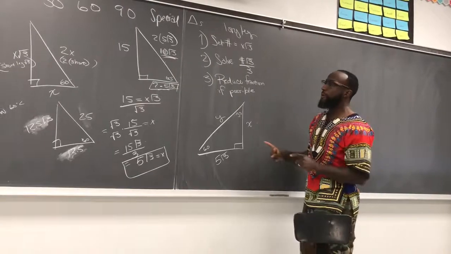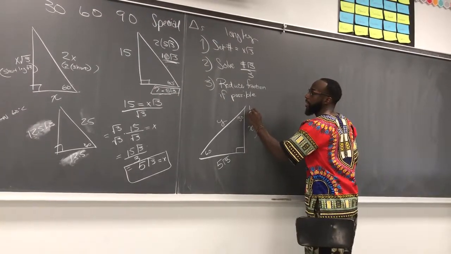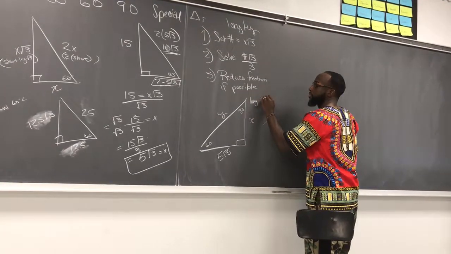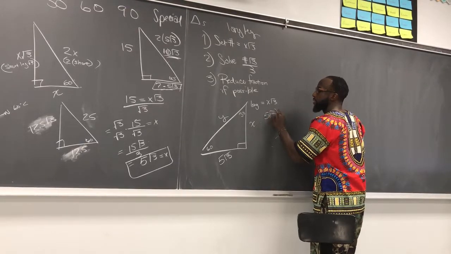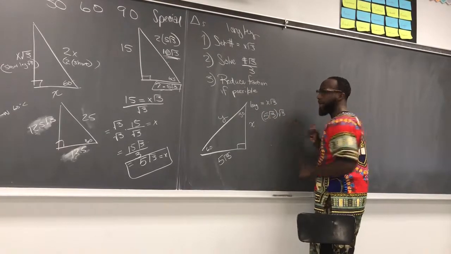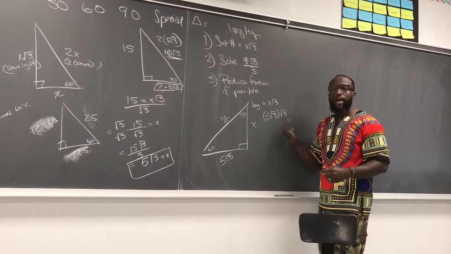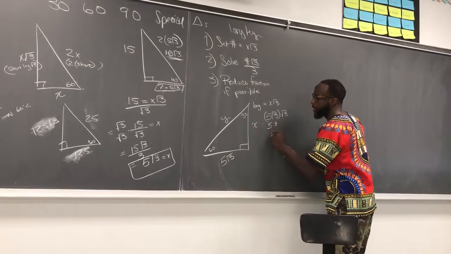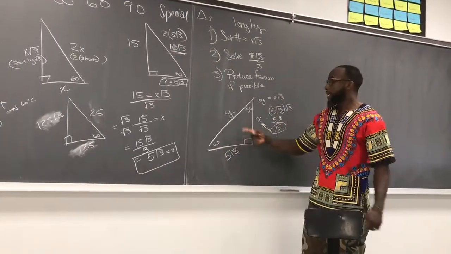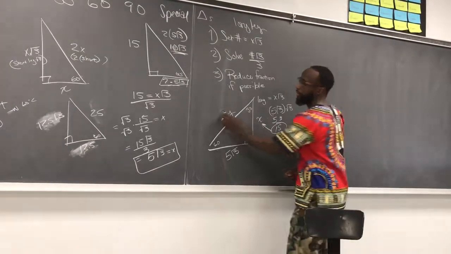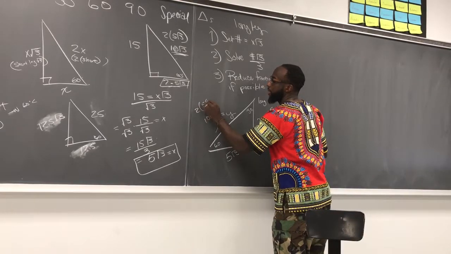First and foremost, realize that this is 30 degrees, so this is the long leg. And remember, long leg equals x times the square root of 3. So it's 5 root 3 times the square root of 3. The square root of 3 times the square root of 3 is 3, so it's 5 times 3, which is 15. And y equals 10 root 3, because that's 2 times 5 root 3.